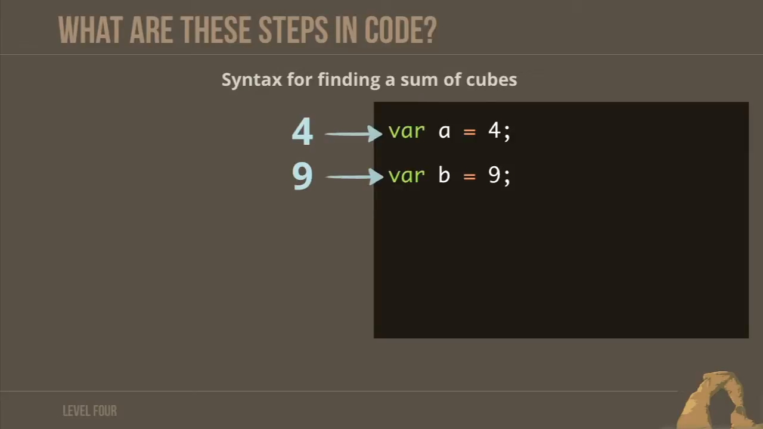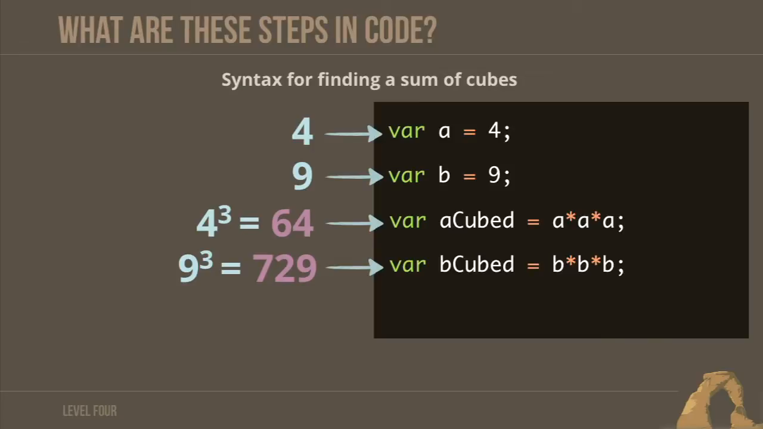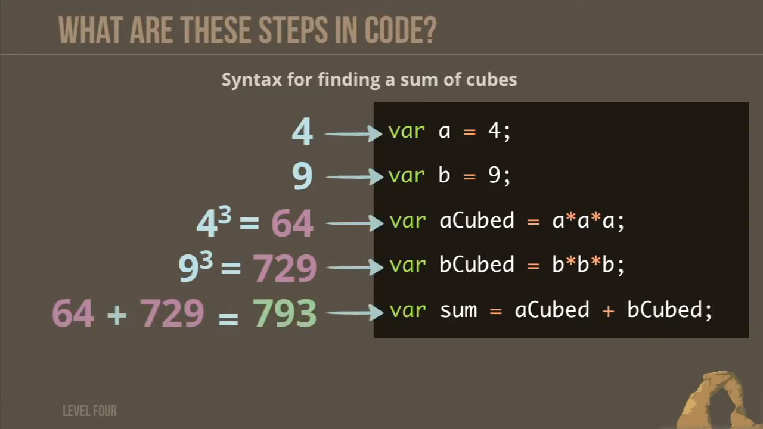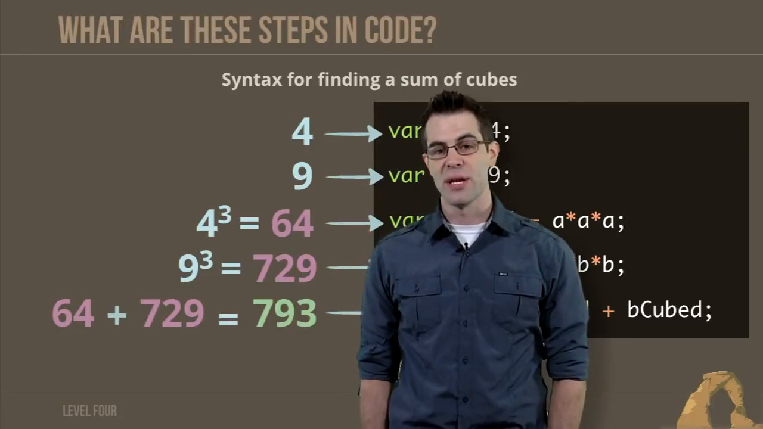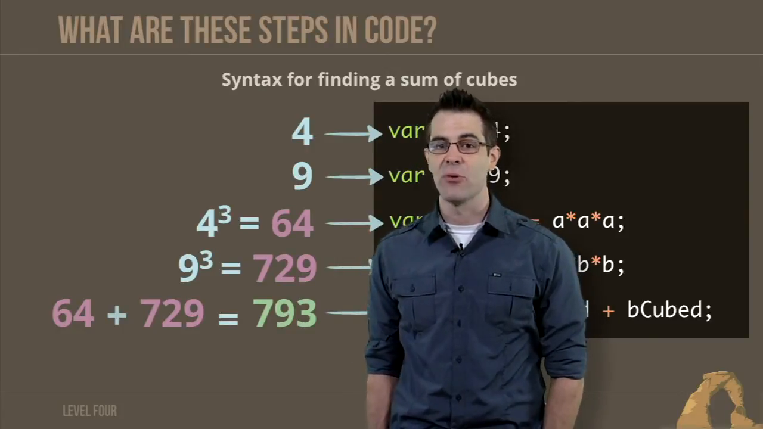Then when we want to start cubing the values, we'll start with 4 cubed equals 64. We'll establish a variable called a cubed and set that equal to a times a times a. Then we'll do the same thing for b cubed. Ultimately, we'll make a variable called sum and add a cubed and b cubed together. So ultimately, at the end of our coded function, we would have 793 as the output.